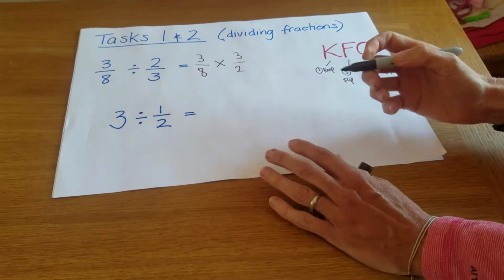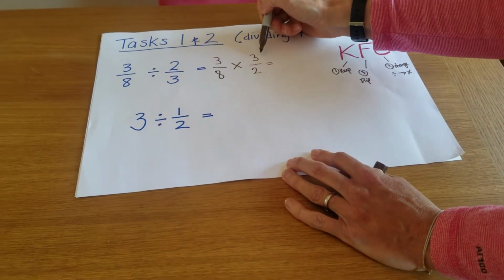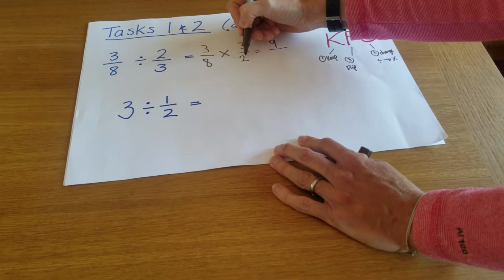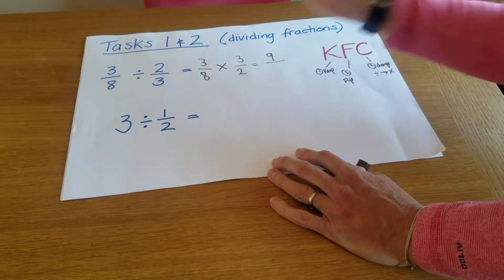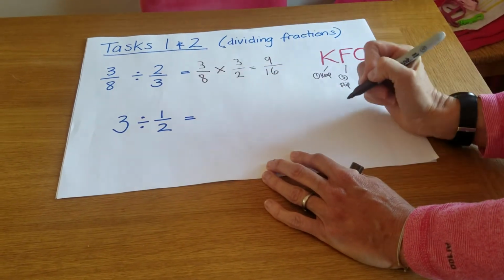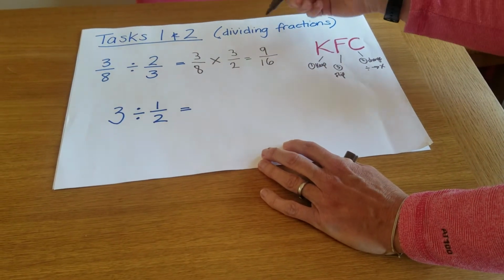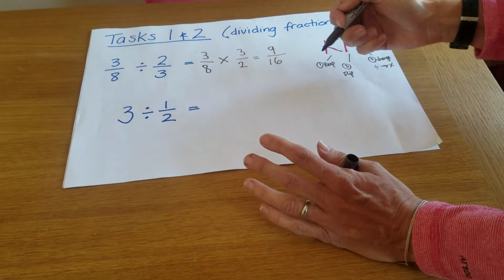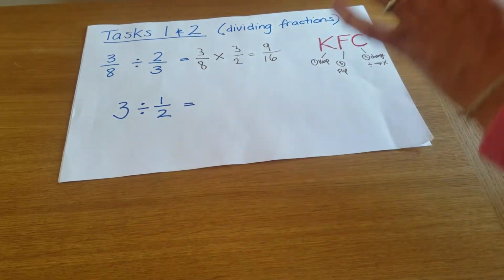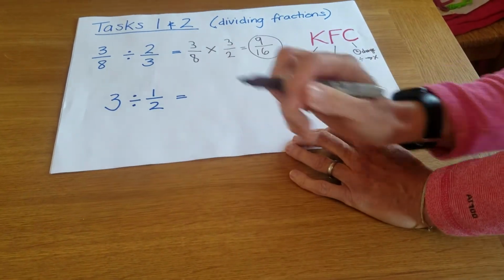And then I just do this as any other multiplication. So 3 times 3 is going to be 9, and 8 times 2, or 2 times 8, sometimes you hear that in your head better, is going to be 16. As always, I have to see, can I simplify this fraction? No. Can I divide both by 2? No. Both by 3? No. Both by 5? No. I don't think that's it. That's my final answer.